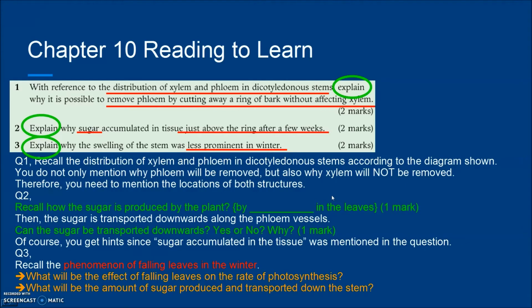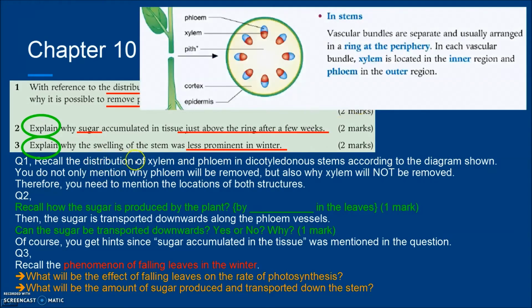Okay, let's talk about the questions in question 10. With reference to the distribution of the xylem vessels and phloem vessels in the stem, explain why it's possible to remove the phloem vessels by cutting away the ring of the bark, but without affecting the xylem vessels. In this question, I want you to recall the distribution of the xylem and phloem vessels in the stem according to the diagram. You can refer to the book, just take a look at the stem parts. Perhaps the next question will ask you about the root or the stem or the leaves, but in this question, focus on the stem part.